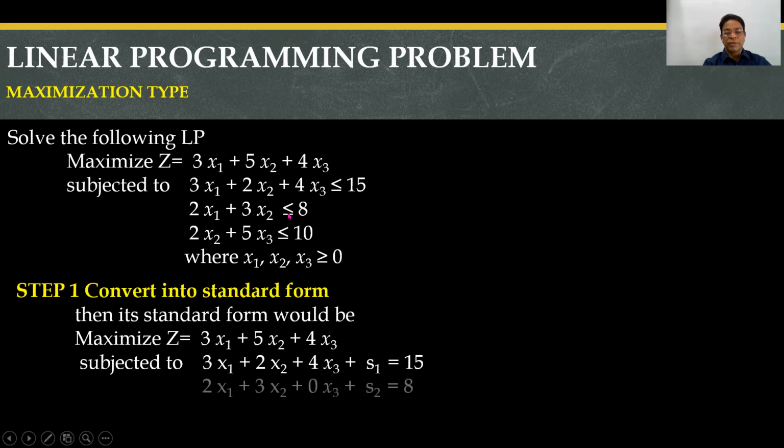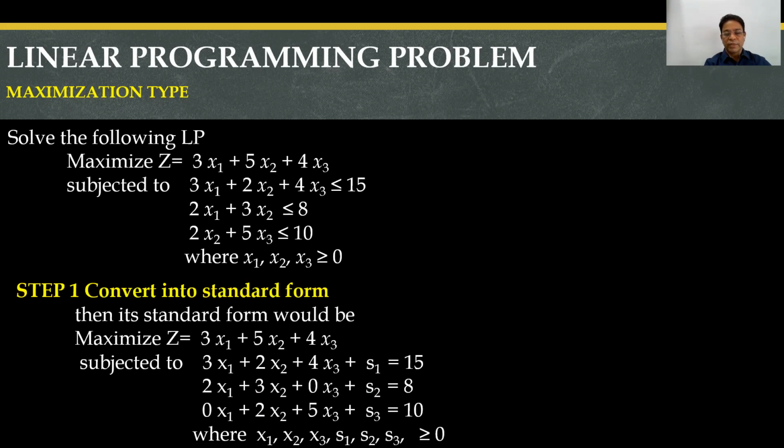Similarly, for the second constraint, we get another slack variable S2, and for the third constraint, we get another slack variable S3. And we have the non-negativity constraint: x1, x2, x3, and S1, S2, S3 are all greater than or equal to 0. Also, S1, S2, S3 should not change the value of the objective function. So we'll add them in the objective function with 0 as their coefficient.